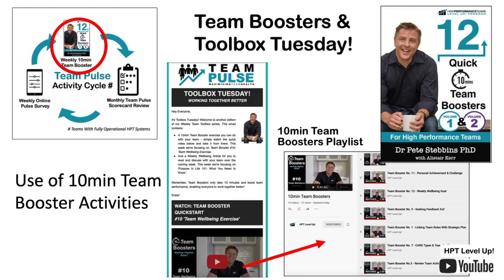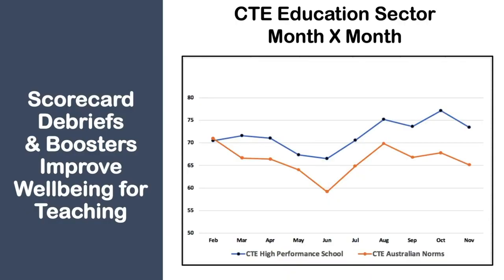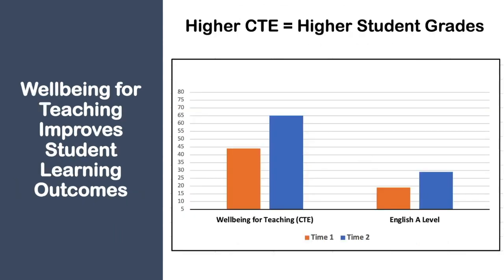But remember, we want to maximize it, so we need to use targeted 10-minute team boosters and debrief protocols, a bit of a toolkit there. And now you can see what we call the buffer effect, the blue line on the screen, showing how we lift up well-being for teaching. And of course, there's plenty of evidence to show that increased well-being for teaching improves the outcomes in students. And so that's how we maximize well-being for teaching.